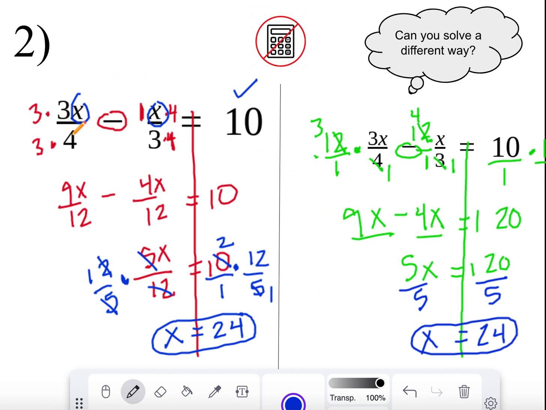Here we just combine like terms by finding a common denominator, right? Over here, I got rid of the denominators by multiplying by the least common multiple of the denominators, the common denominator. That's kind of what I did. All right, so two different ways of looking at solving an equation when you have each term that has an x.